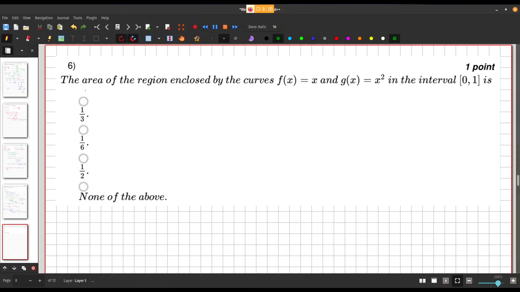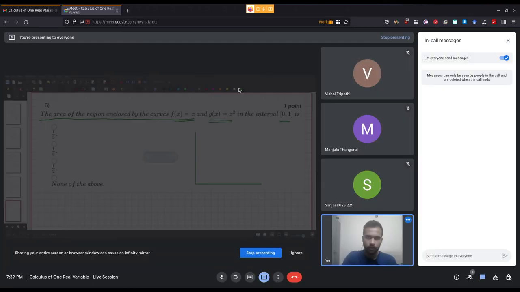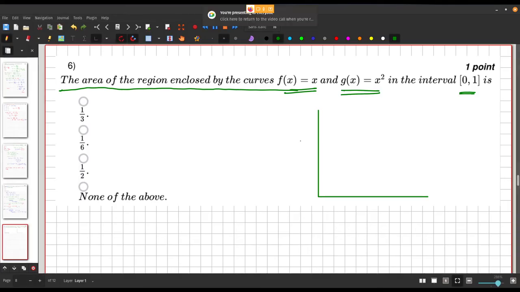And this is an interesting problem. We have to find the area of the region enclosed by the curves fx equal to x and gx equal to x square in the interval 0 to 1. So let us quickly plot them. So this is our x, this is our x here, this is 0, this is 1.